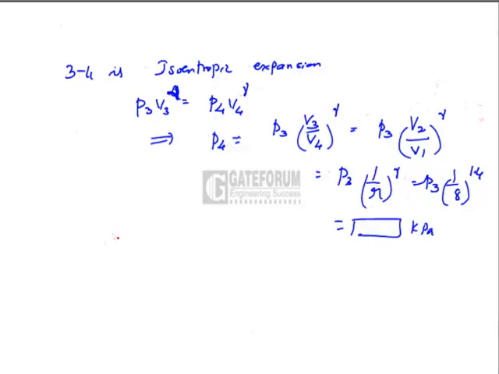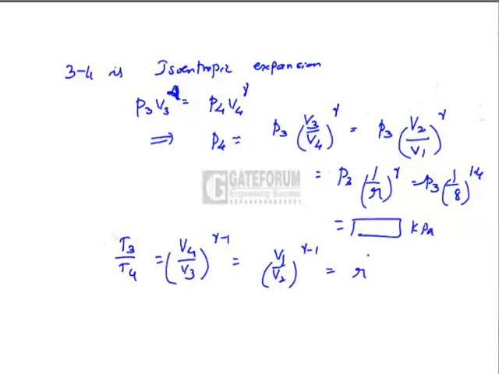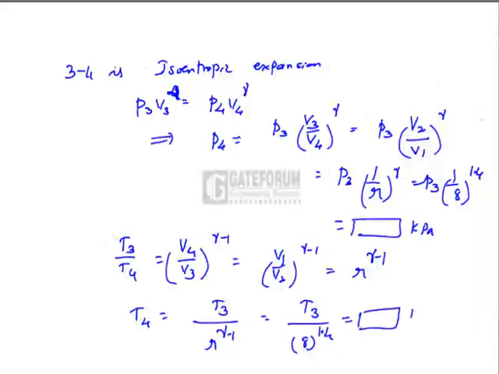And 3 to 4, we can write the isentropic relation, that is T3 by T4 is V4 by V3 whole power gamma minus 1. V4 is V1, V3 is V2, so R to the power of gamma minus 1. Therefore, T4 is T3, that is T max, divided by R to the power of gamma minus 1. T3 is already calculated, R value is given. We can calculate T4 in Kelvin.